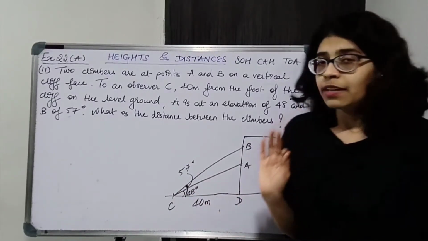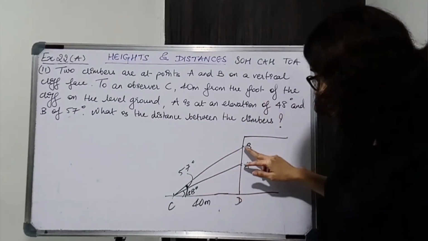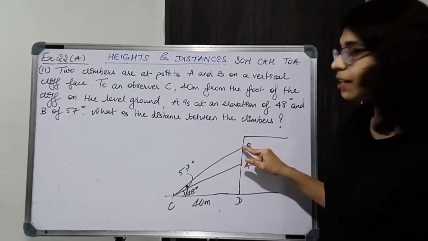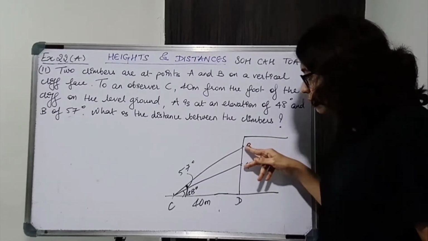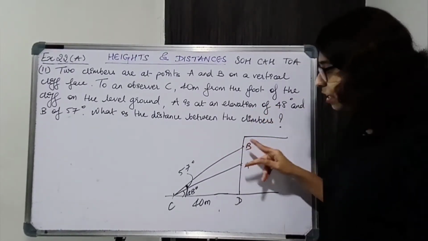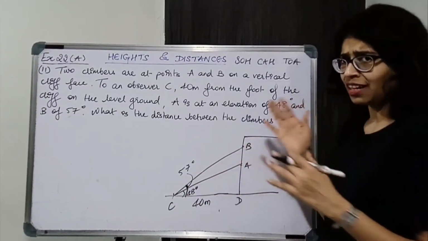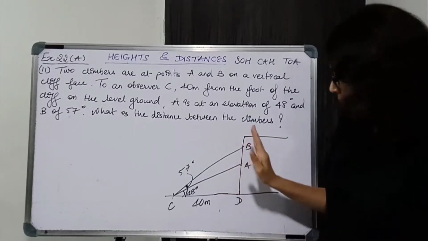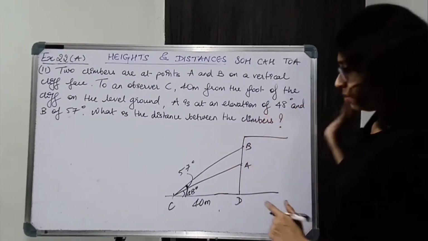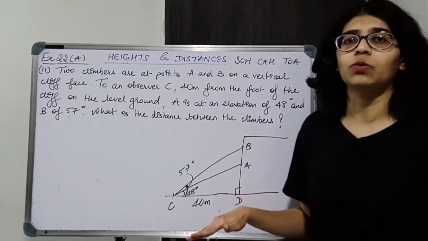Now what is the distance between the climbers? One is at A and one is at B, the distance between the two is AB, which we have to find. Now AB is a part of this triangle ABC. Is ABC a right angle triangle? No, so we cannot consider that. We know the cliff is perpendicular to the ground.